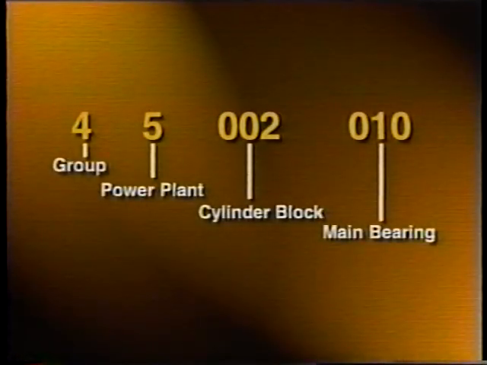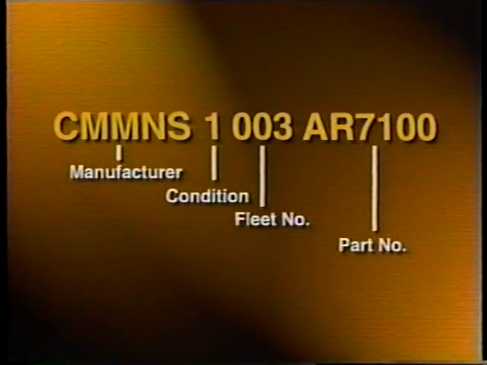Here is an example of a complete code for a typical part. It includes major group, power plant, cylinder block, main bearing, manufacturer, condition, fleet, and part number.